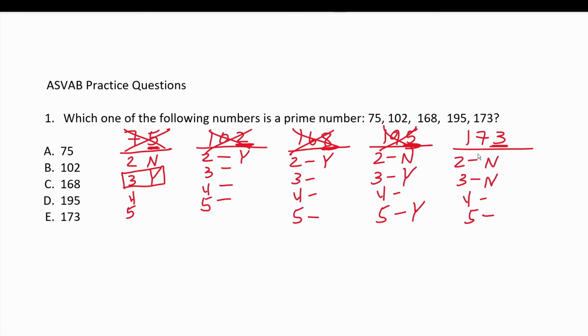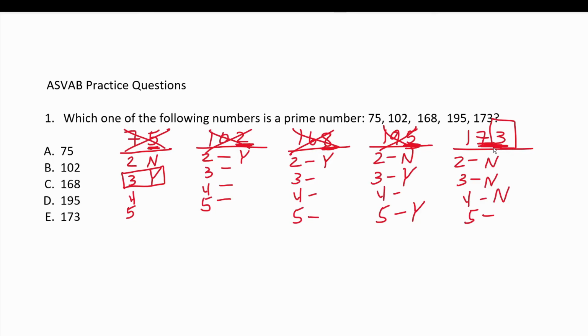And again, to check to see if it's divisible by 4, you look at the last two digits, and if the last two digits are divisible by 4, then the number itself is divisible by 4. Is 73 divisible by 4? It's not. Okay. And finally, we're going to check to see if this number is divisible by 5.